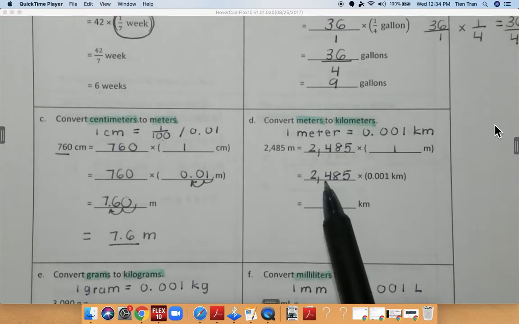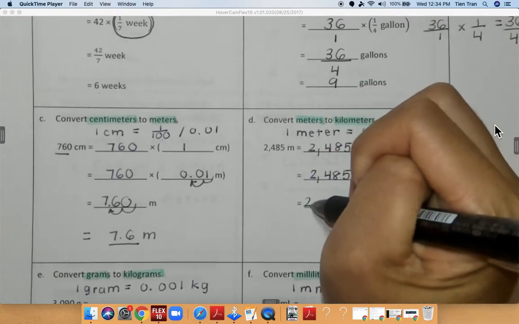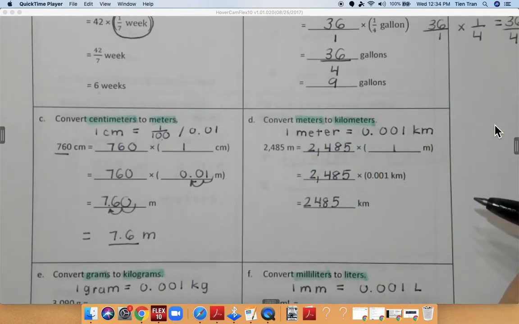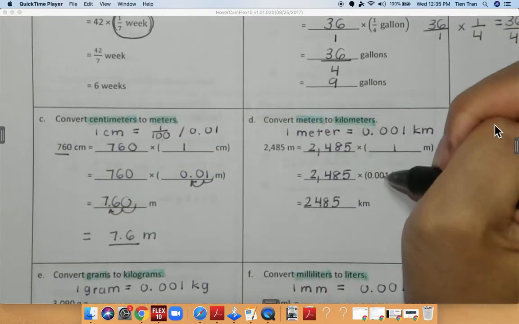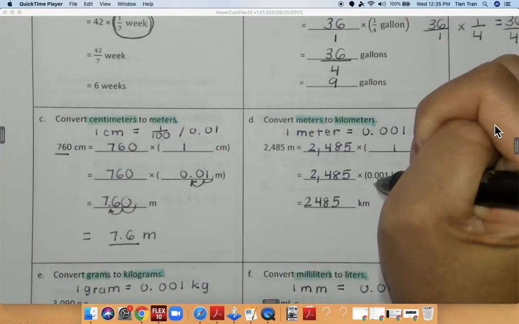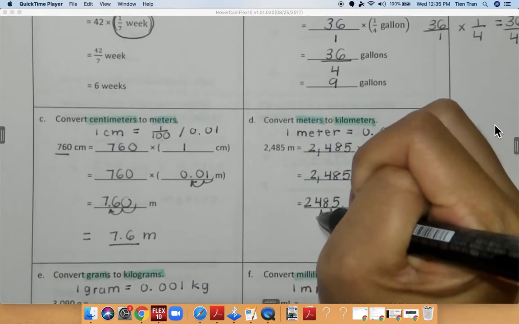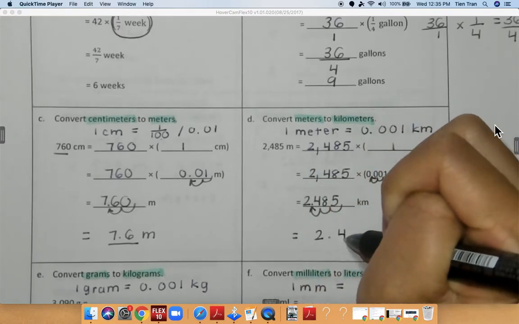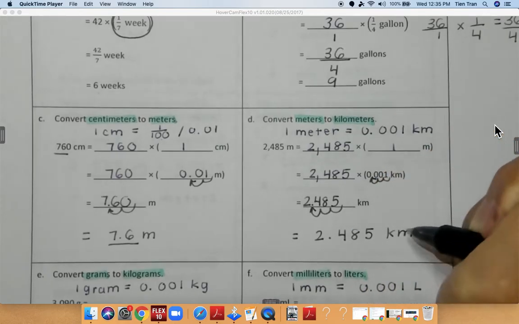So now I'm multiplying 2,485 times 1 kilometer, or times 1. And that's going to give you 2,485, right? And then you need to make sure that you are moving your decimal over. So I noticed that in my problem, I have 1, 2, 3. I'm moving my decimal over 3 times. And I'm going to do the same thing in my answer. I'm moving it over 3 times. So my final answer is 2.485 kilometers.